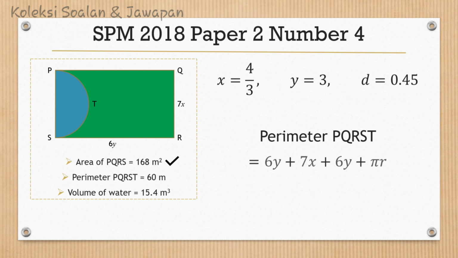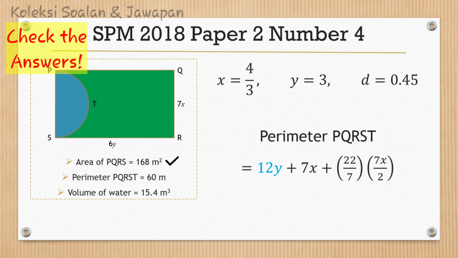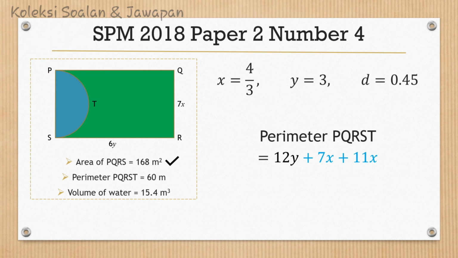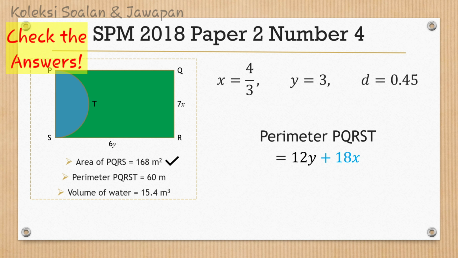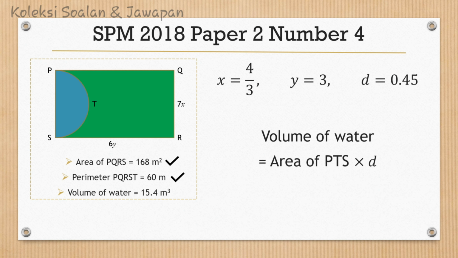For the second information, okay, PQ is 6y, QR is 7x, SR is 6y, and PTS is pi times r. Okay, our r is 7x over 2 and pi is 22 over 7. Okay, so 6y plus 6y here is 12y, and then we cancel out here, so we get 11x. Okay, so perimeter now is 12y plus 18x. Substitute x equals 4 over 3 and y equals 3, and we get 60 meters. So the second information is also correct.